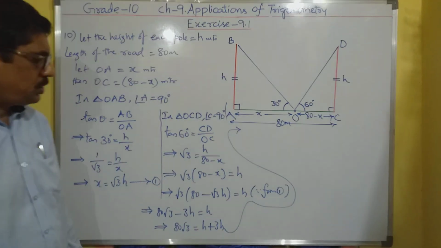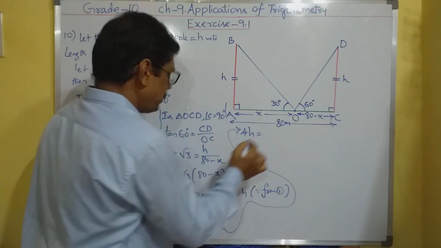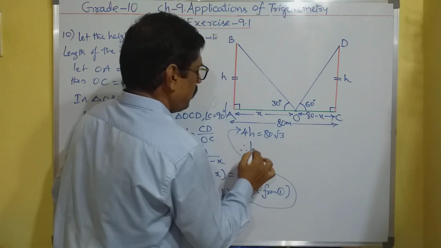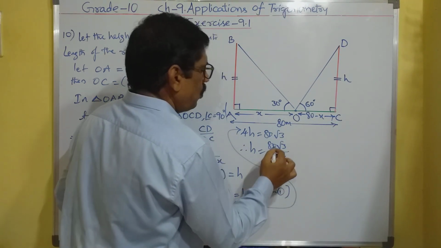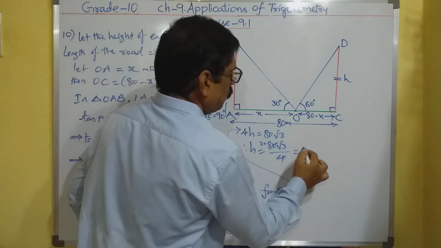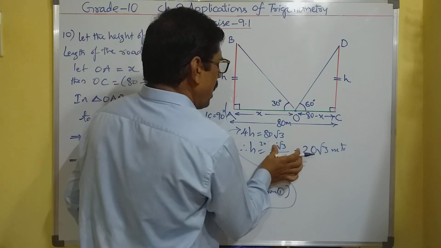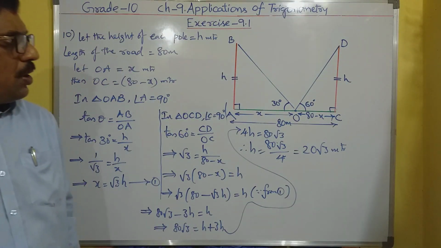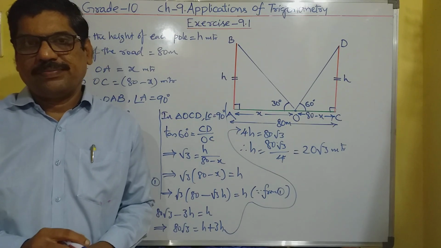Now look at the next step. h plus 3h is 4h, is equal to 80 root 3. Therefore, h is equal to 80 root 3 by 4. 4 20s, so we get 20 root 3 meters. We got the value of h. Okay, now we have to find the value of x also.